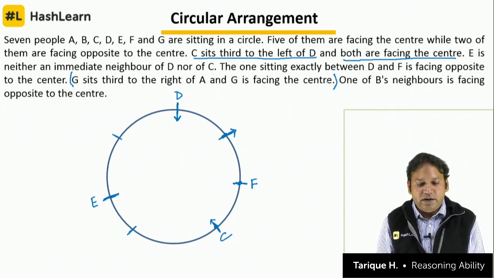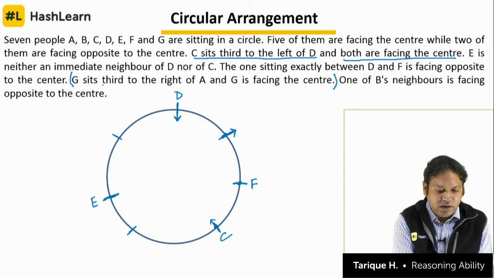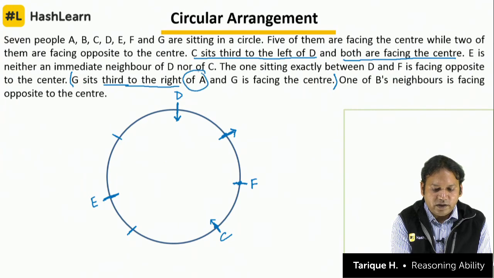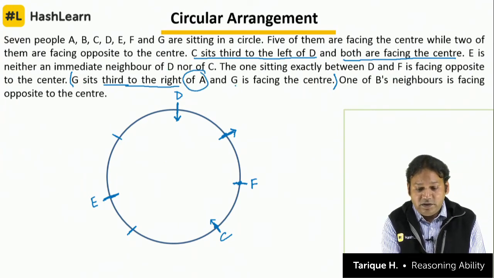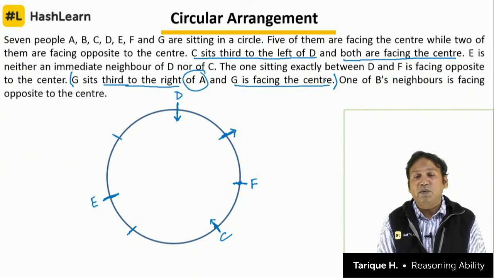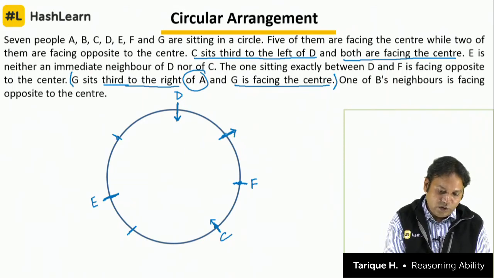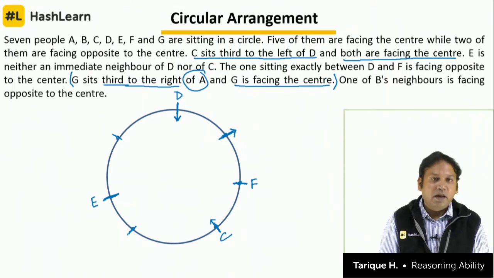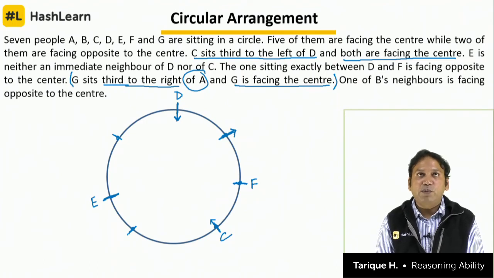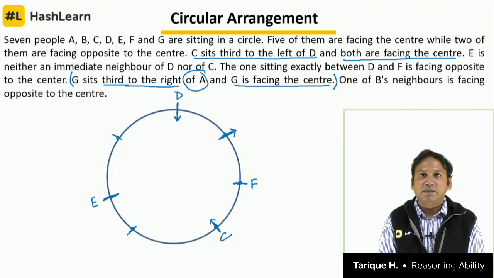G sits third right of A and G is facing the center. So G's position is third to the right of whom? Of A. And G is facing the center, but we don't know which side A is facing. Now there are multiple options for A. There are 3 options in fact. This is one option, this is the second option, this is the third option. So one by one we have to take different options and see which option will work out. Okay, that is how we actually go ahead with the question.